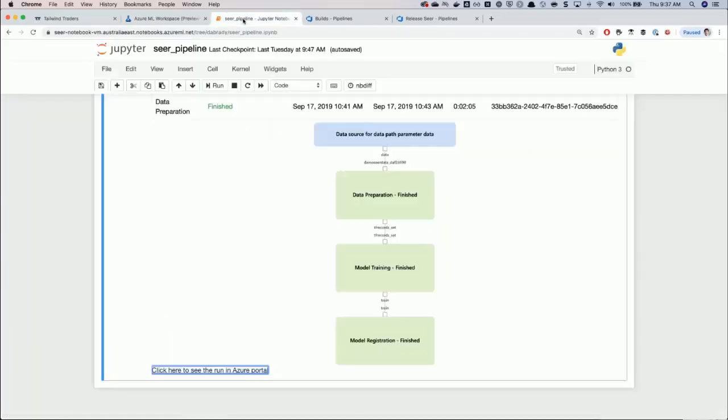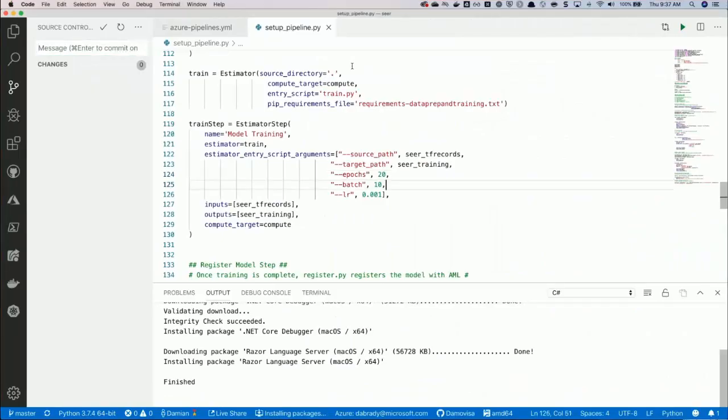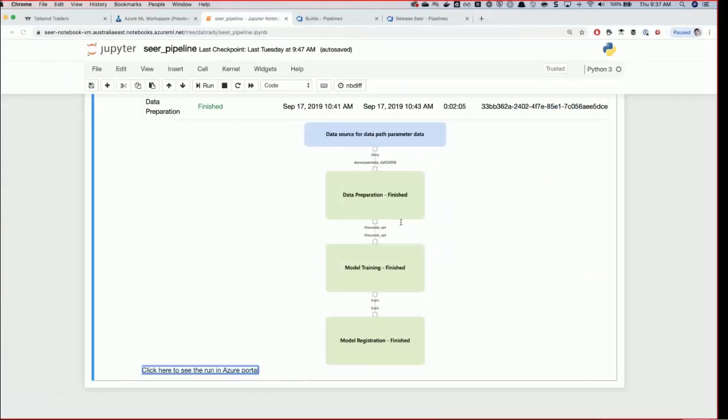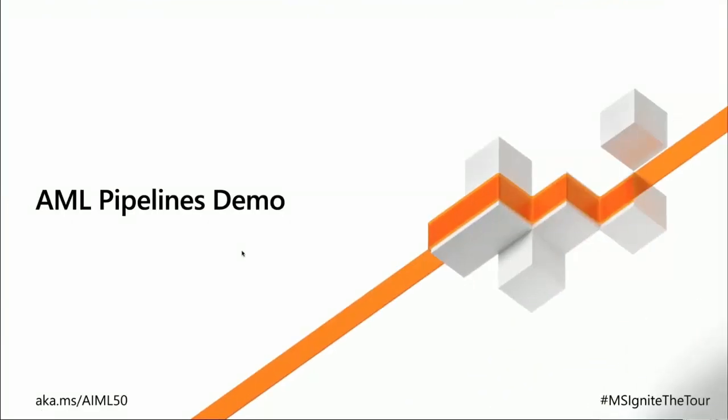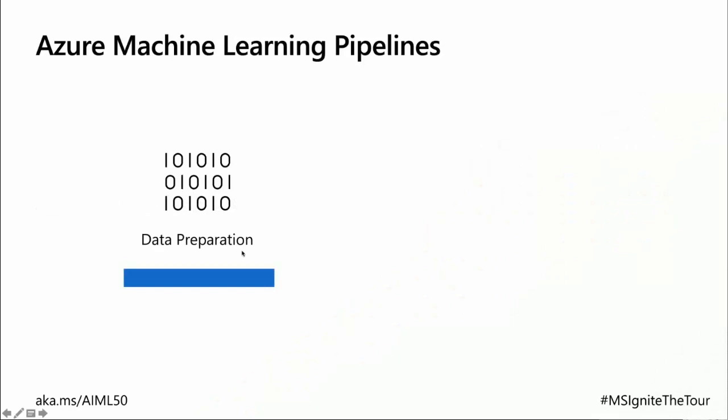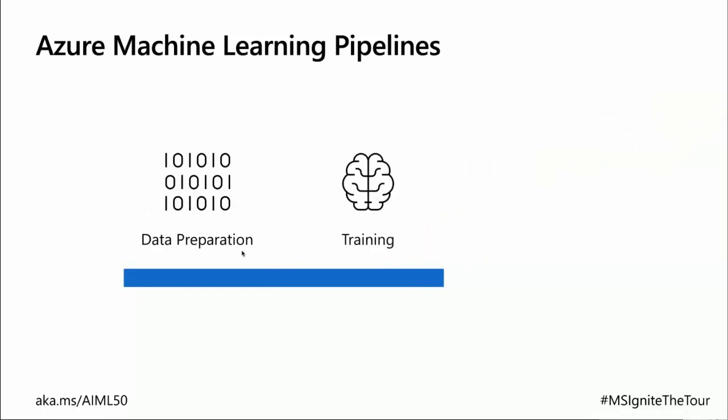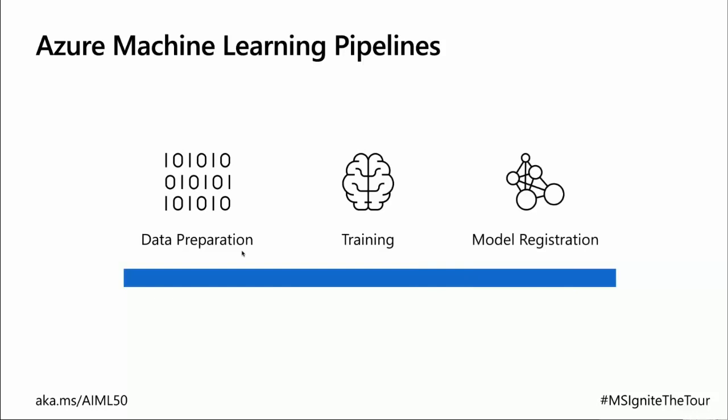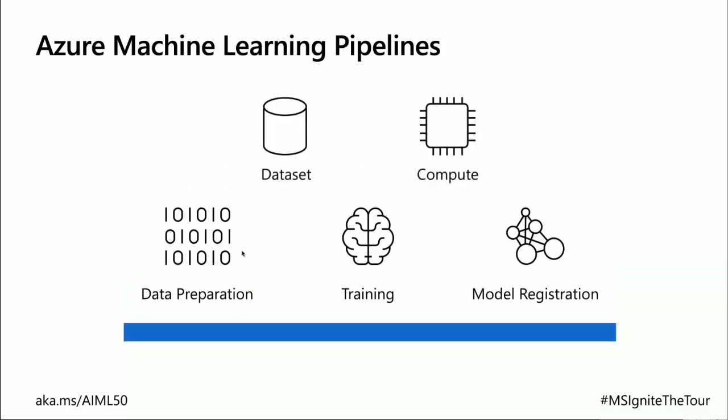So we did this all in Jupyter, but you might have noticed when I actually made that change before, I did it in Visual Studio Code. And this comes back to some of the ways that we're communicating and collaborating as a team. We'll come back to that in a little bit, but first I just want to summarize what our pipeline looks like. We've done our data preparation, our training step, and our model registration step. We're using our data sets and we're using Azure Machine Learning Compute.